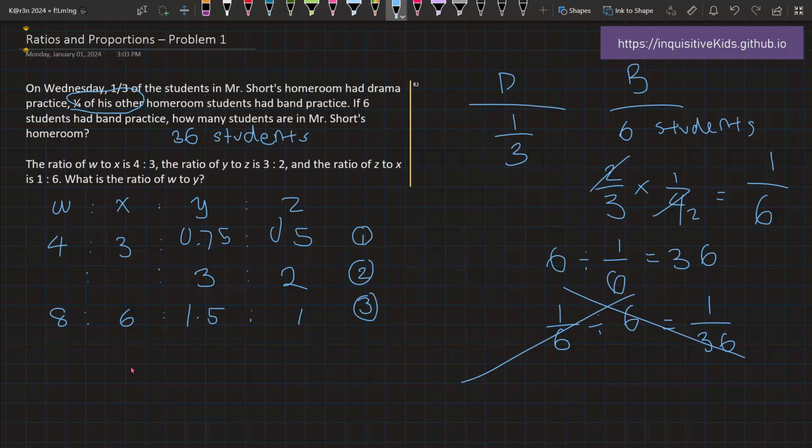to Y. We do 8 to 1.5, but I usually like both of my numbers in the ratio to be whole numbers that are easy to work with. So I would do 80 to 15 and then divide. So we get 16 to 3. So this is our final answer for both of these problems, and I'll see you in problem 2.